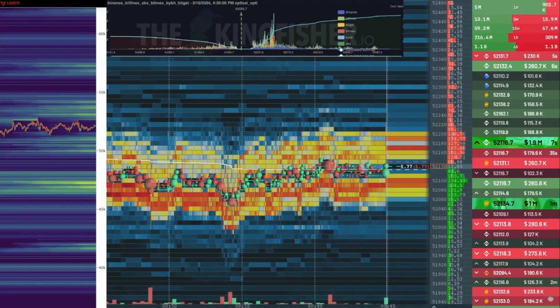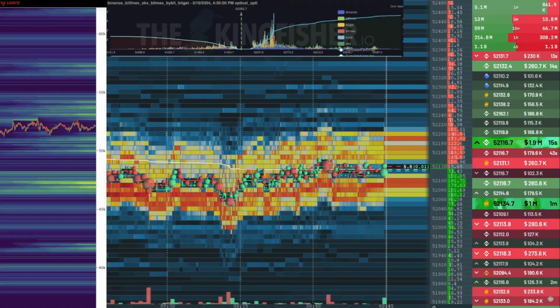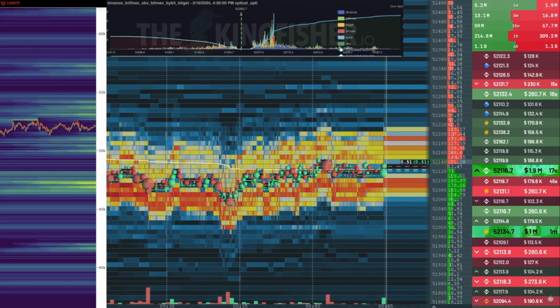You can also use it just to see big walls, just see Binance pressure overall. It's definitely not something you can go just based on Bookmap, right? You're using this as confluence with other programs, right?